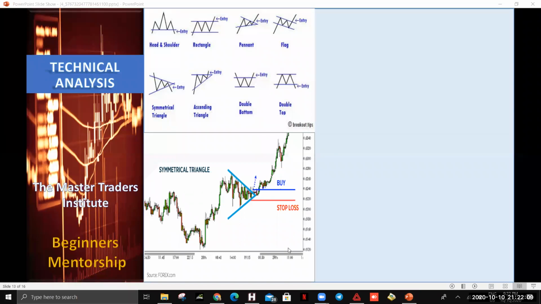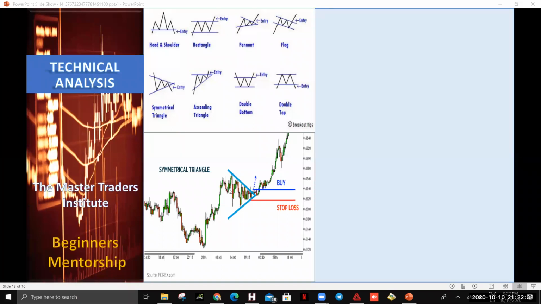Okay. Now you can see the symmetric triangle. Look at it here. You can see the symmetric triangle. This one you're seeing here. So for technical analysis, I won't advise you to do what? Buy or sell when price is in the triangle.